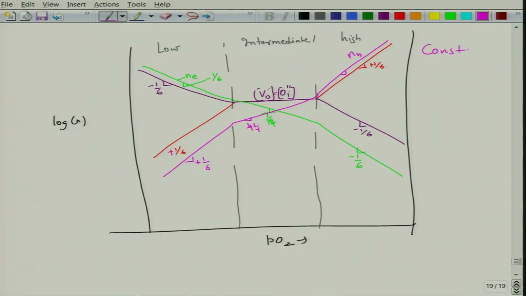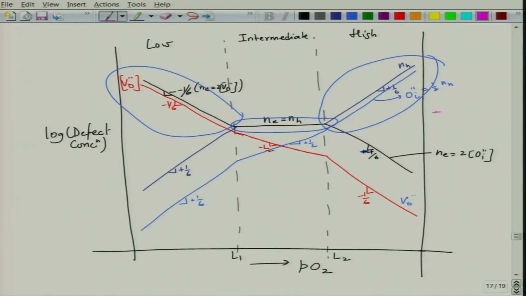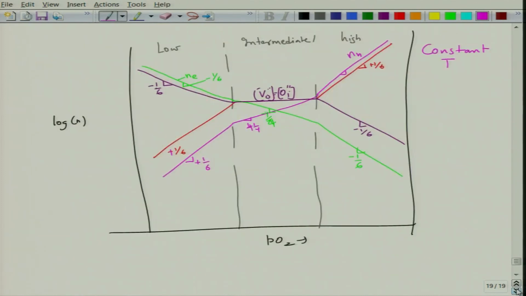Okay. So, this is basically the way in which you construct what we call a Brouwer's diagram, the diagram which provides you a plot of defect concentrations of all types as a function of partial pressure of oxygen at a constant temperature. And mind you, this is also valid for a given oxide MO, considering that the defects are VO and OI.